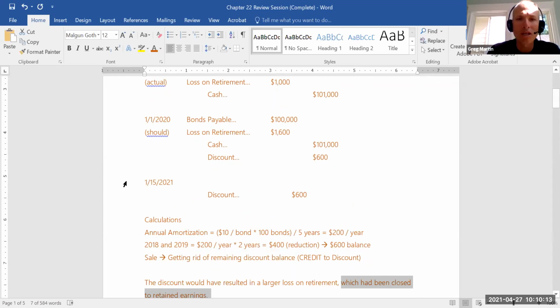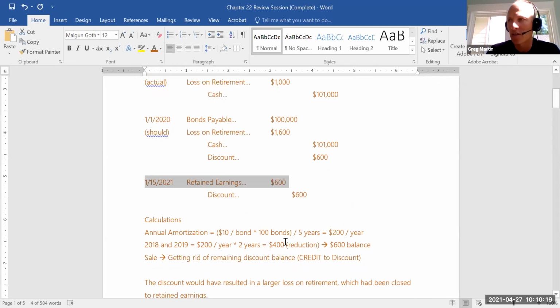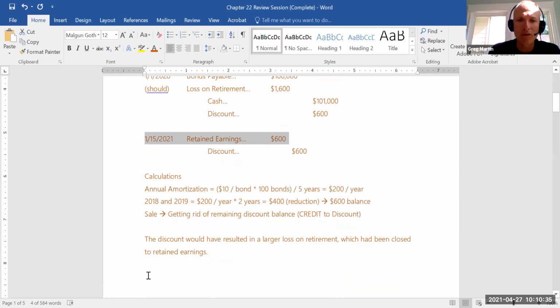And so what that means is the offsetting part of the journal entry, the account that needs corrected, is retained earnings. The loss is closed. It's zero balance, and it should be zero balance. There's nothing wrong there. However, retained earnings needs to be adjusted downward for an additional $600. That's why we're going to be debiting that account. I think that was all the explanation.